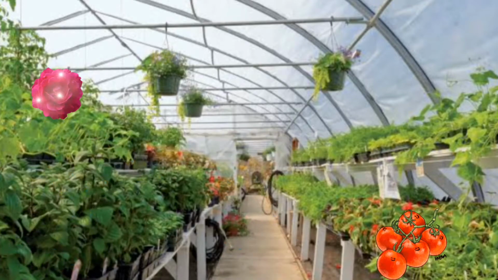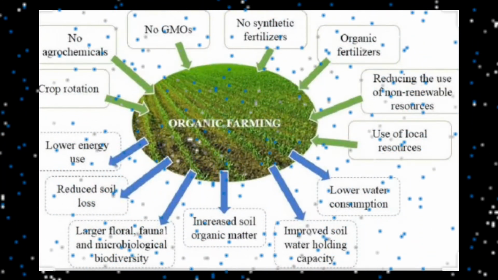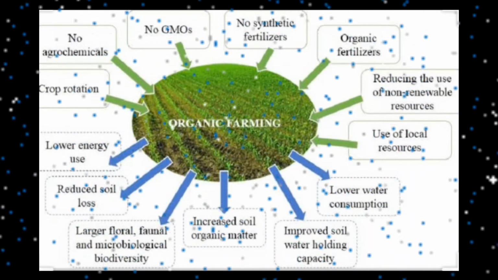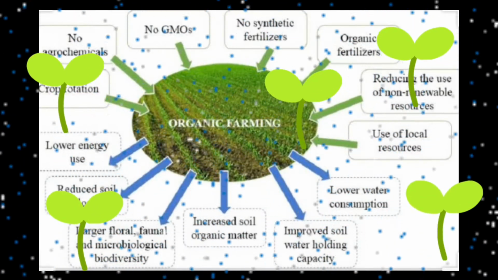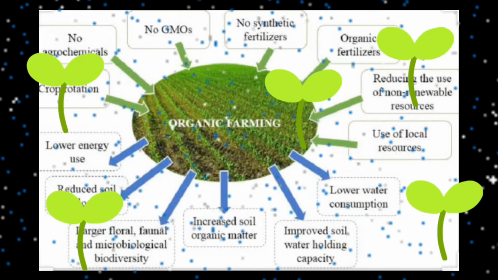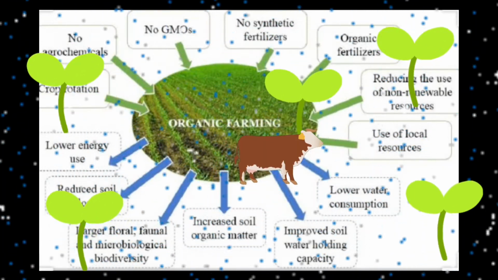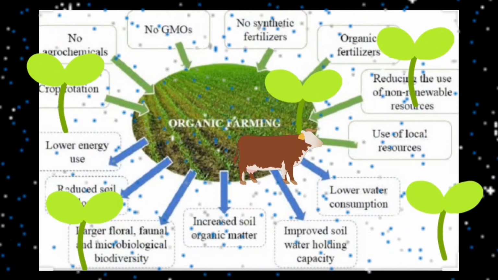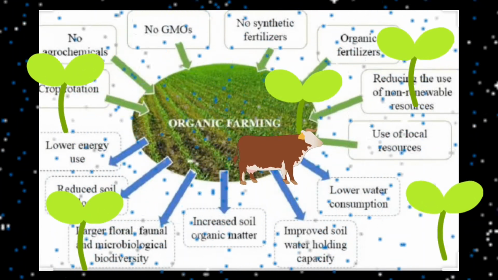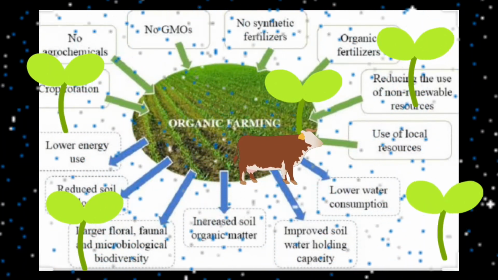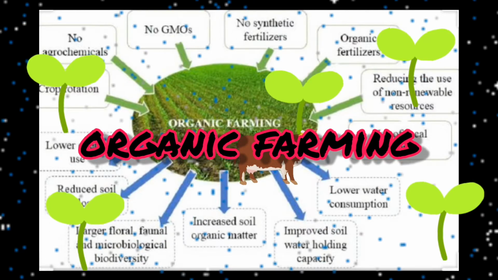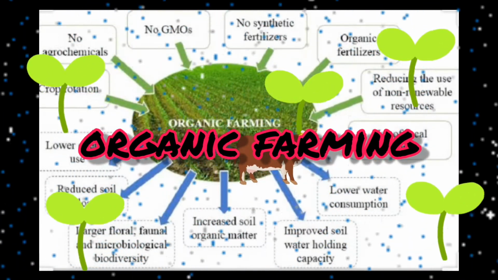So children, farming in which only natural methods of manuring and pest control are used and the plants and animals raised are not genetically modified to improve yields is called organic farming.